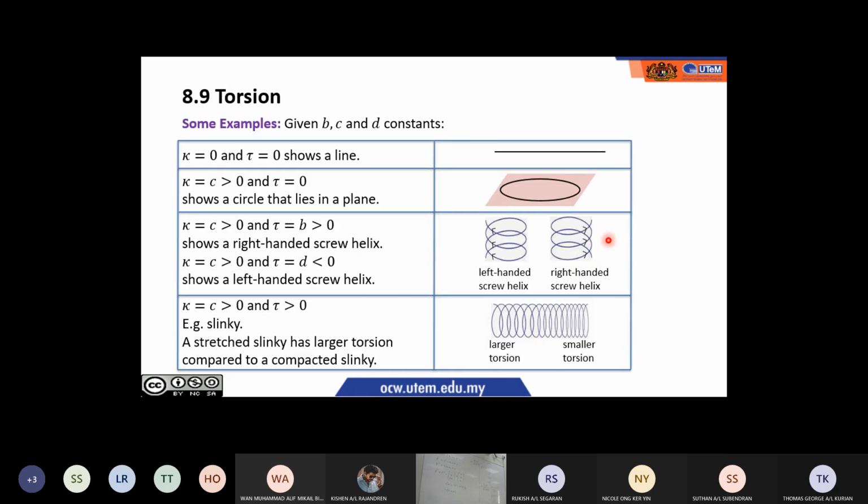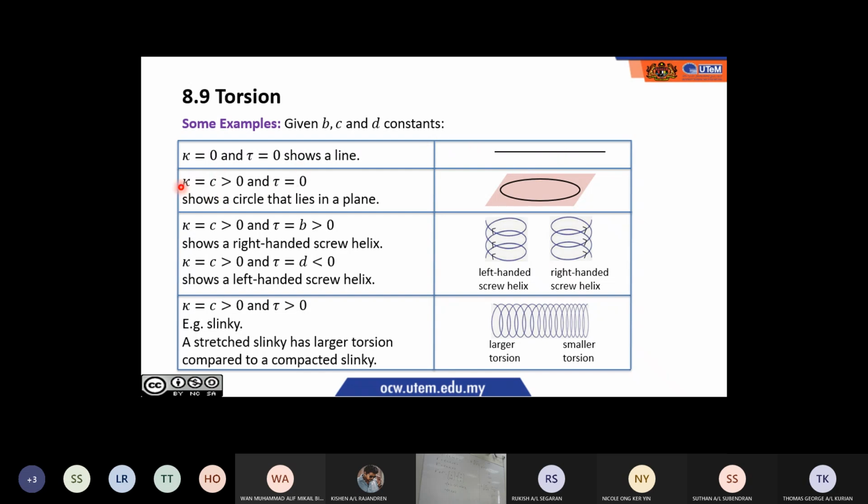Here are some examples. The shape of the curve, and whether it lies on a plane or not, all depends on the curvature and torsion. When curvature is 0, you have to understand what that means: no curvature, a straight line, right? When curvature is 0, you have a straight line. And when torsion is 0, that means that straight line lies in a plane.